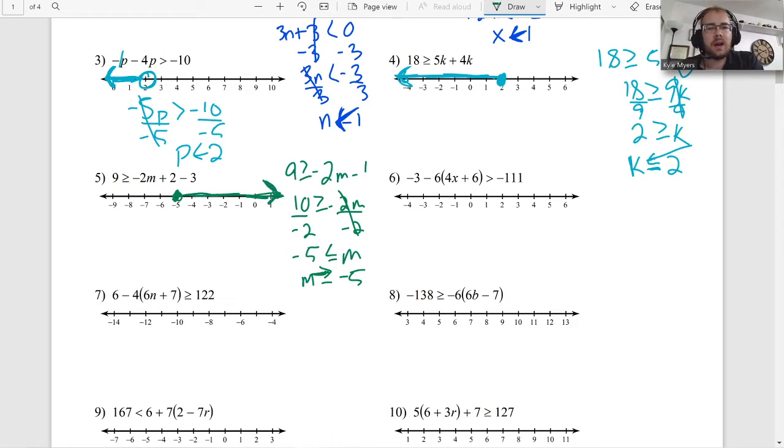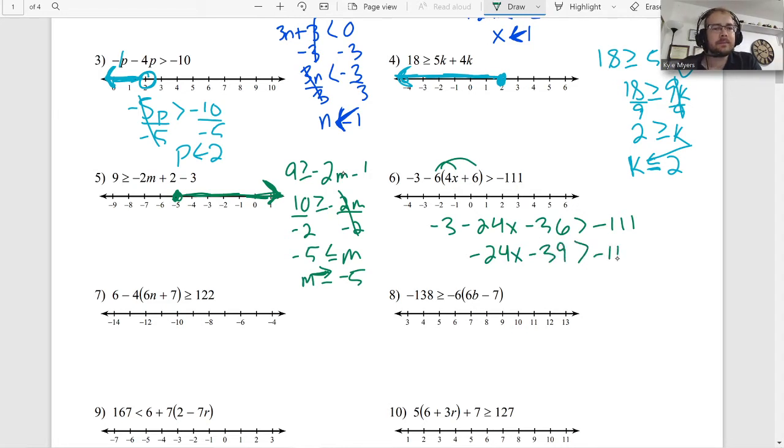And there we go. Here it looks like I want to distribute. So negative 3 minus 24x minus 36. And then I can combine some like terms here. Negative 36 minus 3 is negative 39. Then I can add 39 to both sides. So if I add 39 to both sides, then what I'm really doing is I'm subtracting. Because if I add 39, 39 is positive, but negative 111 is negative, so I'd actually be subtracting.